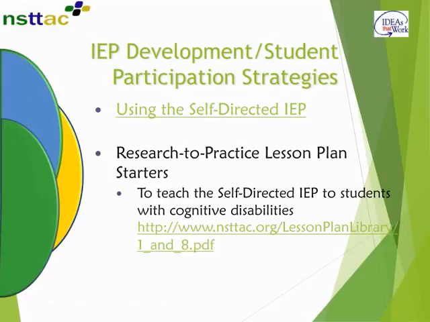Each lesson plan starter has been developed from actual research studies and is designed to provide teachers with a start for teaching specific concepts. Each lesson plan includes 8 different parts, including the title, objectives, setting, materials, content taught, teaching procedures, evaluation, and a reference to the research article from which the lesson plan was developed. These are housed at www.nstac.org and organized by the taxonomy.